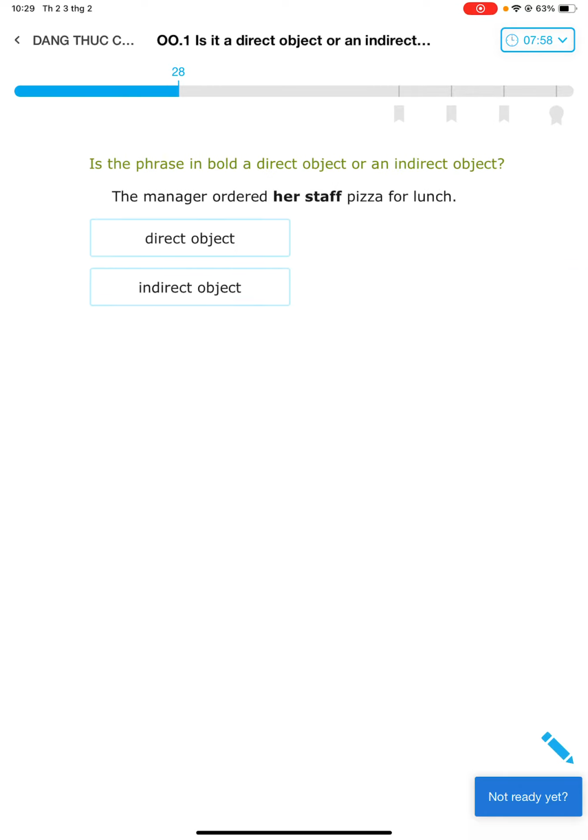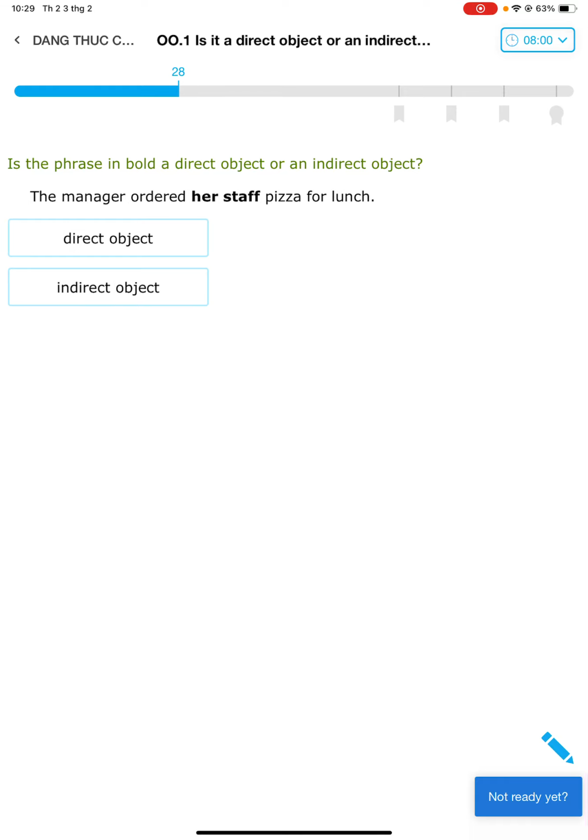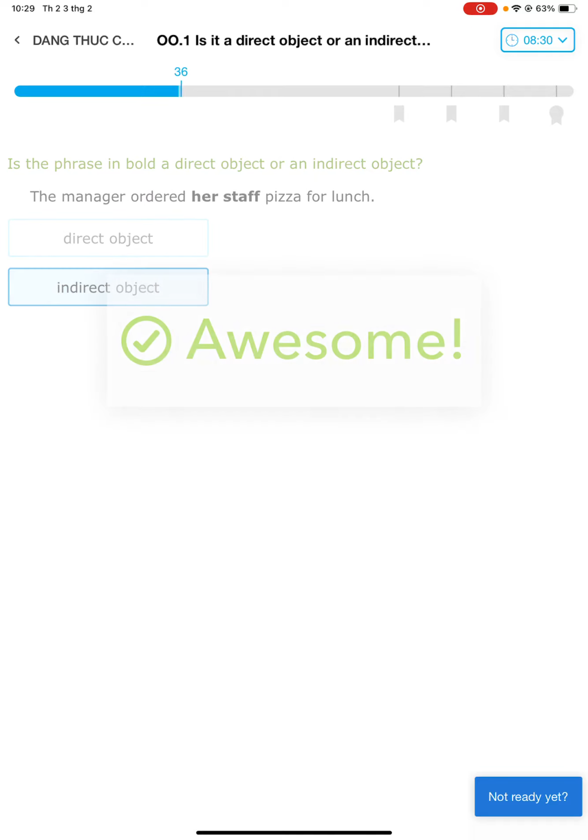The same thing goes for the next question. The manager ordered her staff pizza for lunch. I can see ordered is the verb, so let's ask a question: what did the manager order? Pizza. Since the manager ordered pizza, pizza is a direct object, ordered is the verb, and her staff is standing in between the verb and the direct object, so her staff is an indirect object.